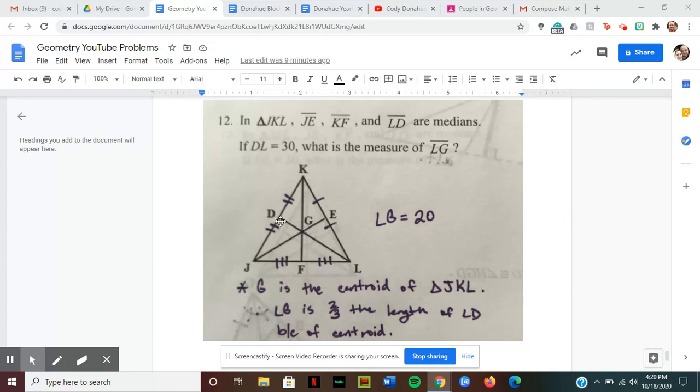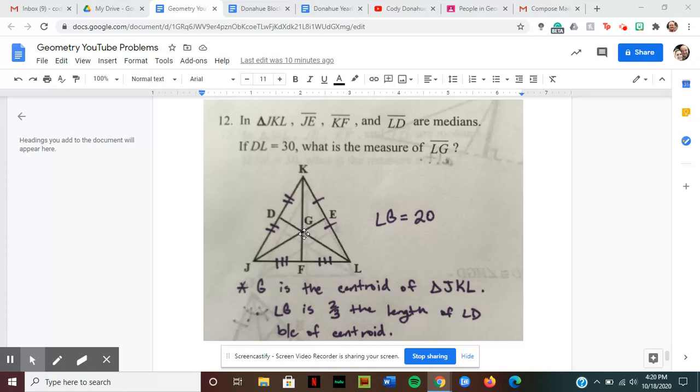So I know that the centroid is going to cut this in a very specific way. It's not going to cut it in half like we normally see. It's actually going to cut it into a piece that is 1/3 and 2/3 the whole length. So because of that, we can tell that LG is going to be 2/3 the length of LD because G is the centroid of this triangle.